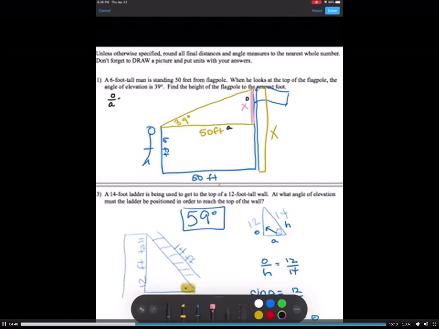O over A is tangent, so I'm going to use tangent of 39 equals X over 50, because x is in the numerator, I'm going to multiply 50 times tangent of 39, and that's going to give me that little pink x that I've got there. So 50 times tangent of 39 is, I'm going to double check my answer there, 40.49.